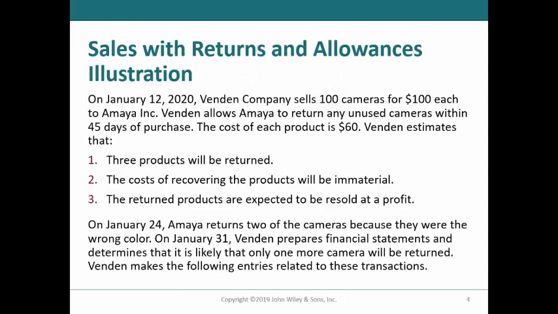To illustrate the recording of sales with returns and allowances, we will consider Vendon, a company that sells 100 cameras for $100 each to Amaya. Vendon allows Amaya to return any unused cameras within 45 days of purchase. Vendon estimates that 3 cameras will be returned, that the cost of recovering the products will be immaterial, and the returned products can be resold at a profit.